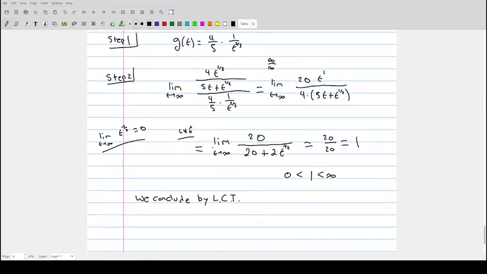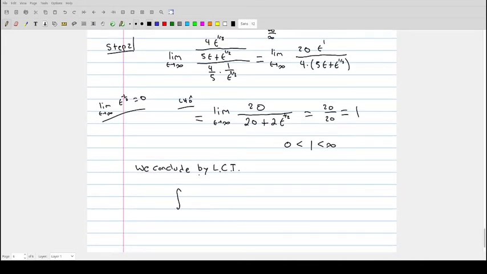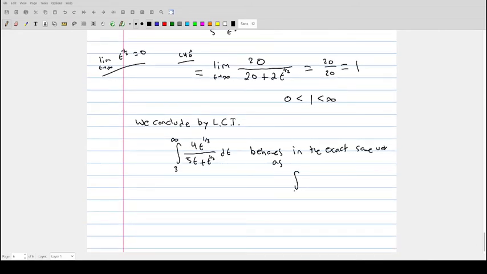The integral that we started with, which is the integral of 4t to the 1/2 or 1/3 over 5t plus t to the 1/2 from 3 to infinity, behaves in the same way, the exact same way, as the integral of the comparison function, or the integral from 3 to infinity of 4/5 times 1 over t to the 2/3.